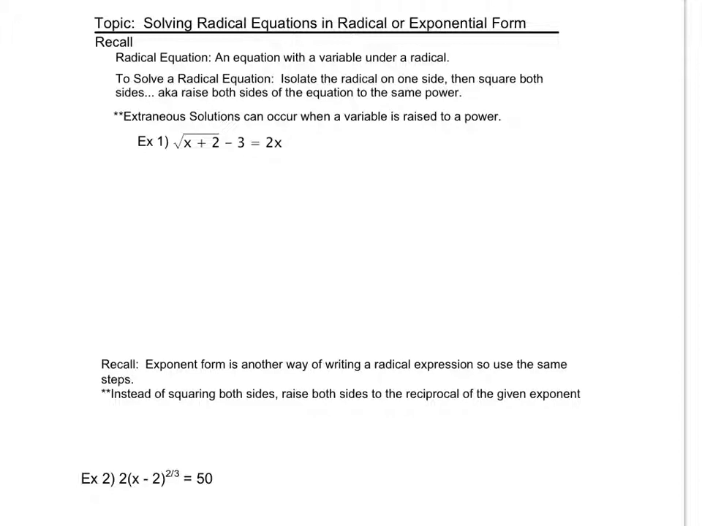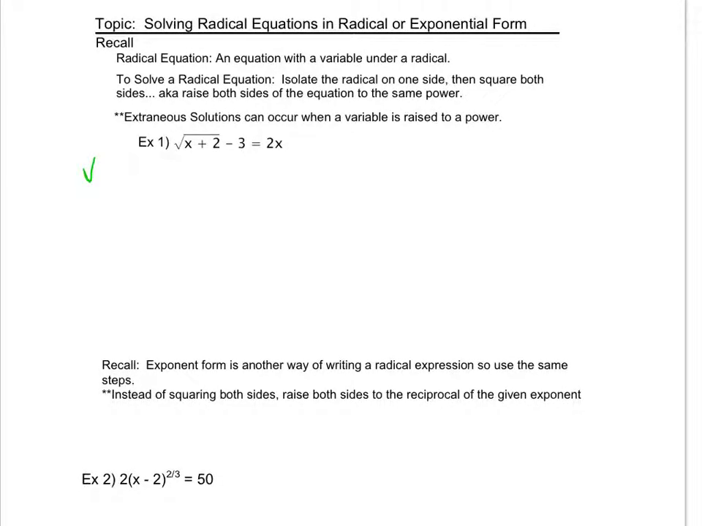So let's go ahead and look at 3 examples. They are slightly different, so do please make sure and watch all 3. In the first one, I want to solve this, so I'm going to start by isolating the radical, so I'm going to add 3 to both sides. And I will have radical x plus 2 equals 2x plus 3.